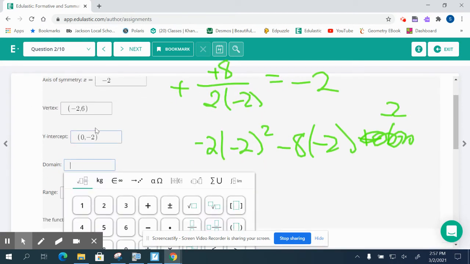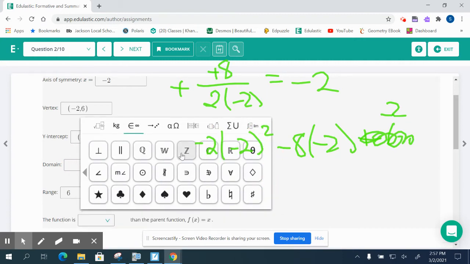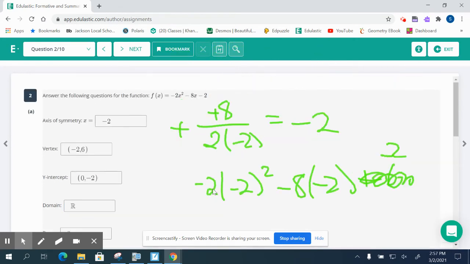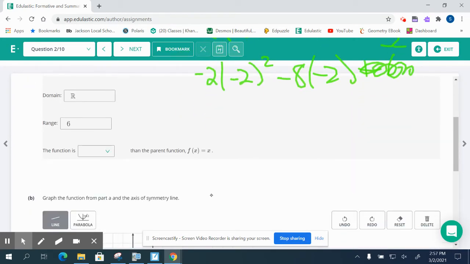Your domain is all real numbers, symbols, arrow over, all real numbers. And then the function, well, negative 2 is your a value here. Technically, the absolute value is still bigger than 1, so it's still going to be narrower than the parent function.